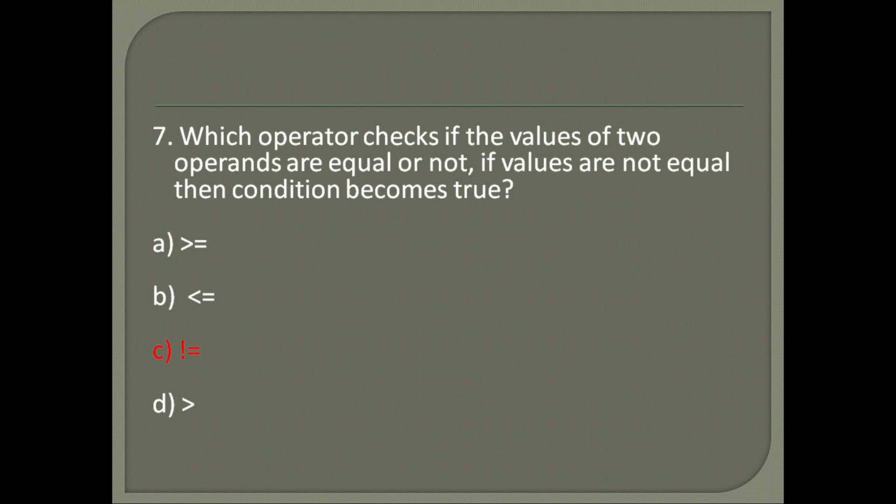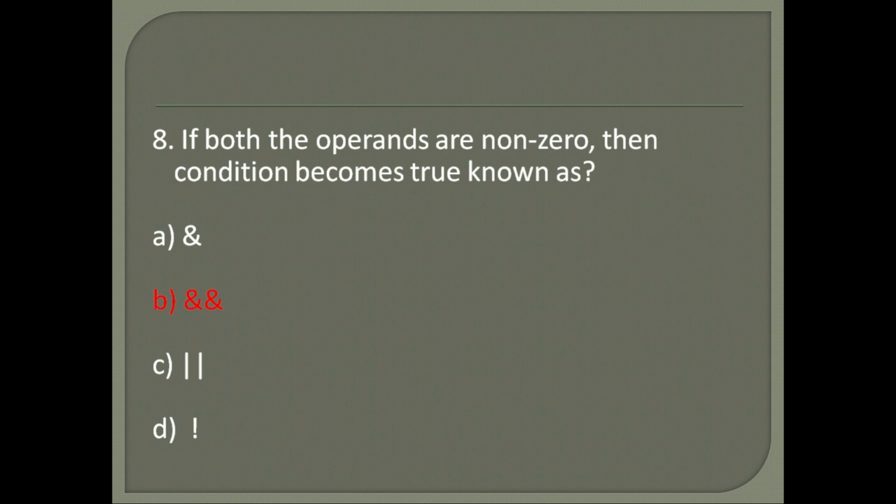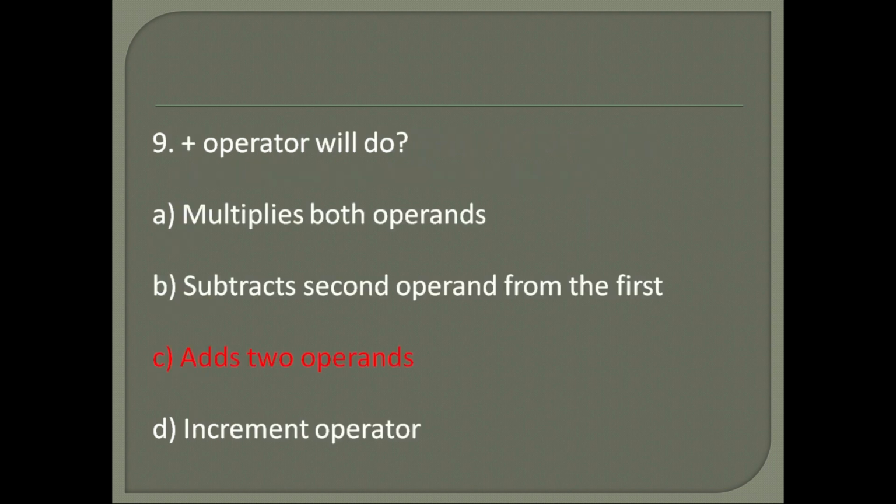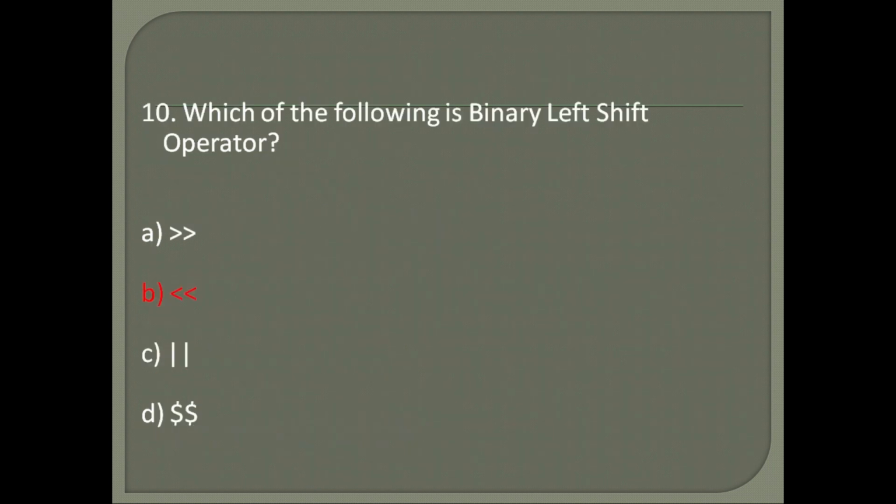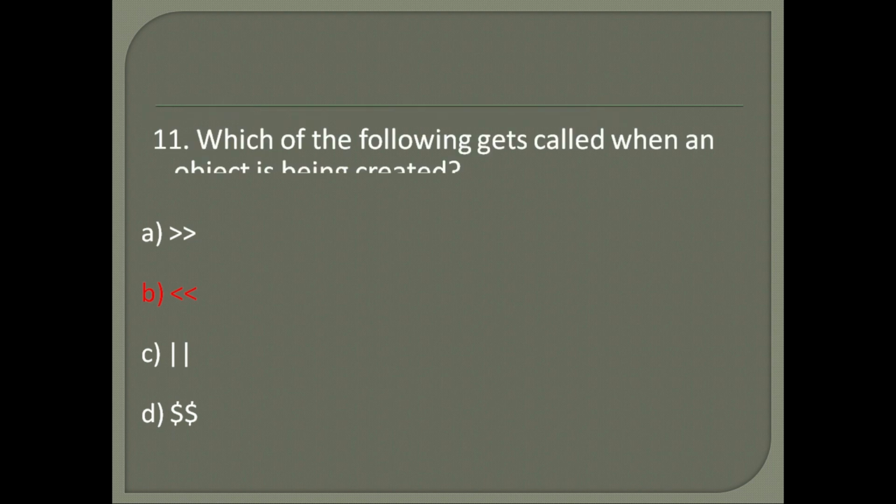Which operator checks if the values of two operands are equal or not? If the values are not equal, then the condition becomes true. C option is correct. If both operands are non-zero, then the condition becomes true, known as. Option B is the correct answer. Positive operator will be. Option C, add two operands, is the correct answer. Which of the following is the binary left shift operator? Option B is the correct answer.